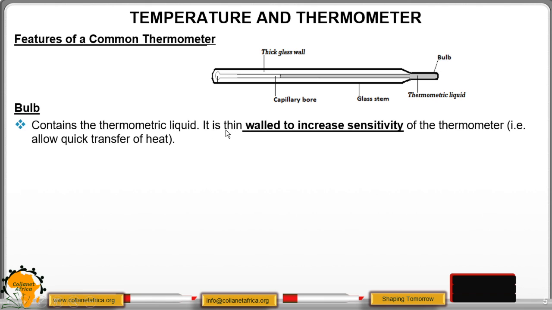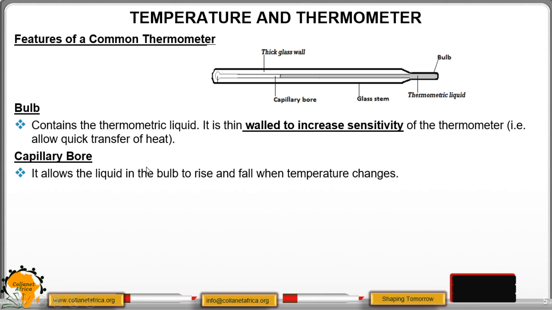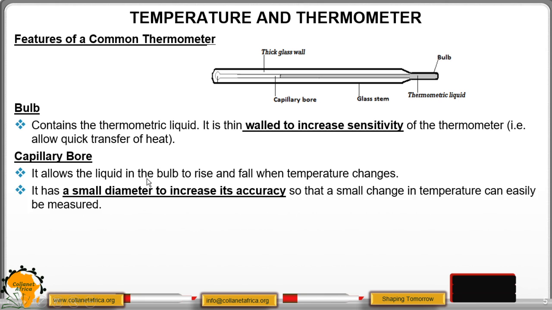It is thin, and this ensures that it increases the sensitivity of that thermometer. That is, it will allow a quick transfer of heat. Then we have the capillary bore. This one is narrower, and this ensures that it increases the accuracy of that instrument. So this is where the liquid rises up or falls when the temperature changes.